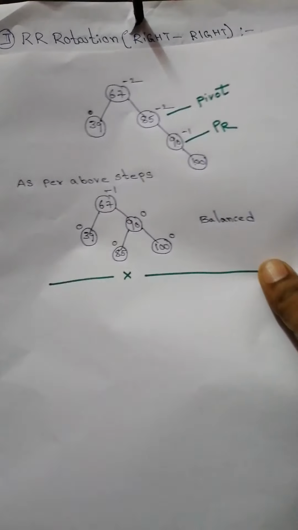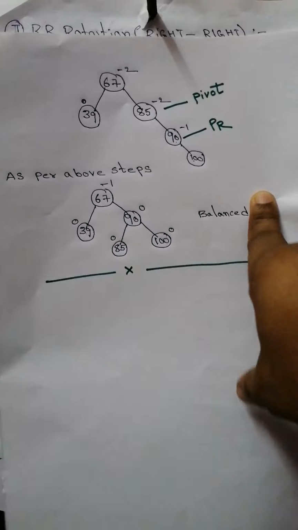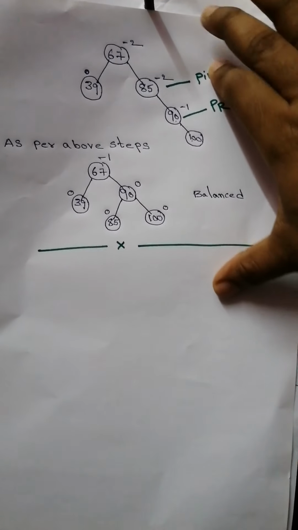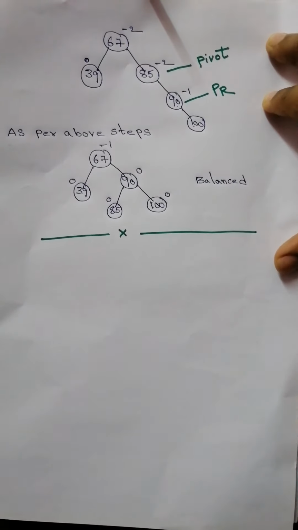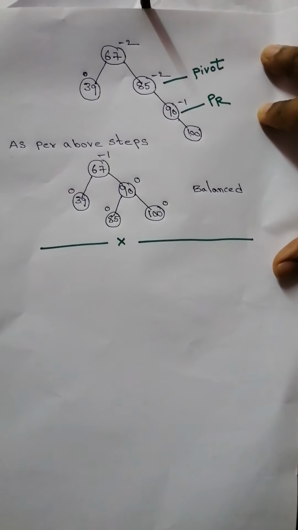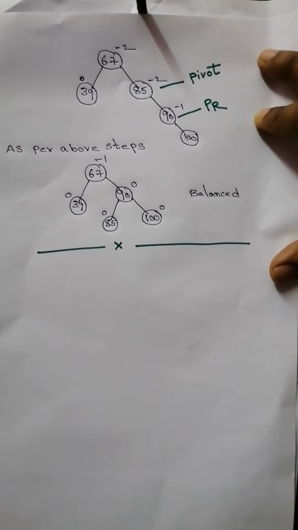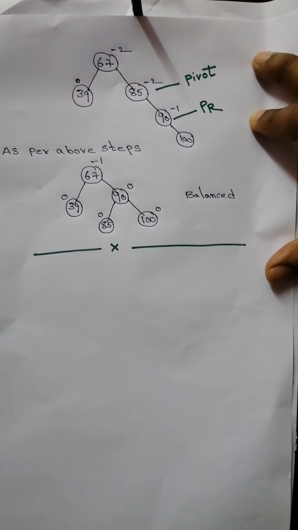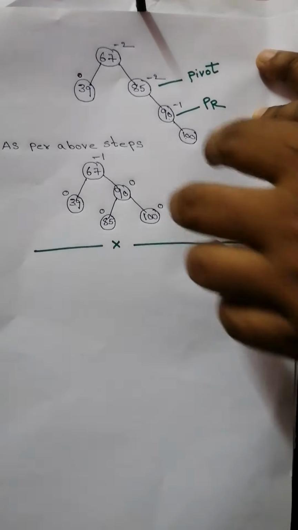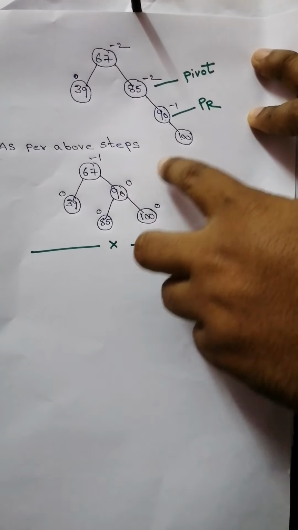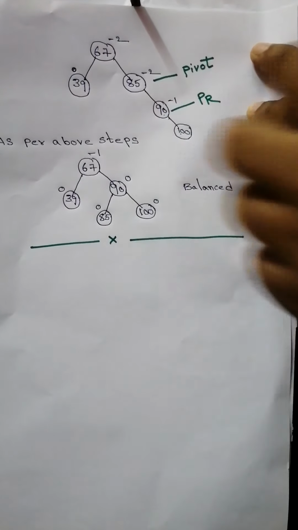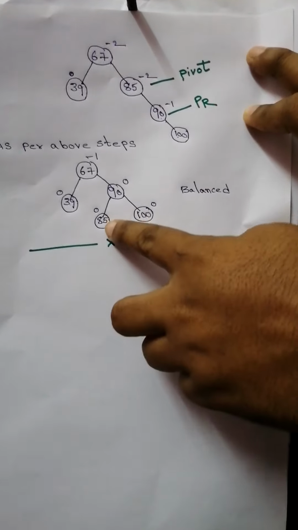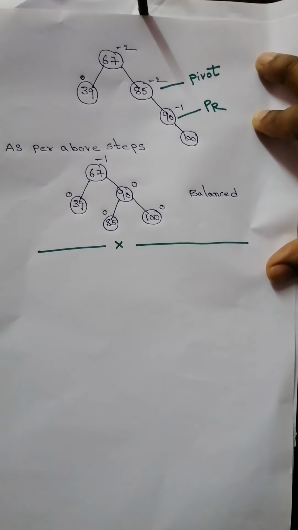Now observe this. This is the unbalanced tree we have, with 67 and 85. What is the first step? The first step is identifying the pivot. This is the pivot. Second step, move the pivot right to the pivot position, so 90 moves to the pivot position. Next, make the pivot the left child of the pivot right, so 85 becomes the left child of 90.